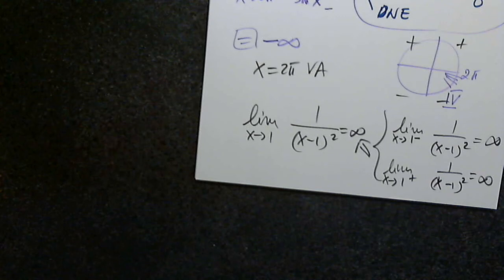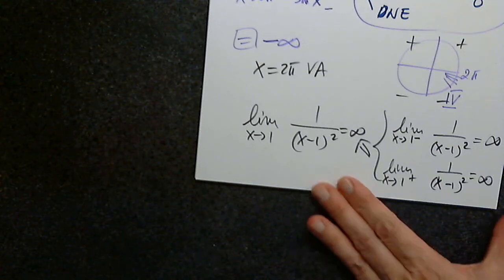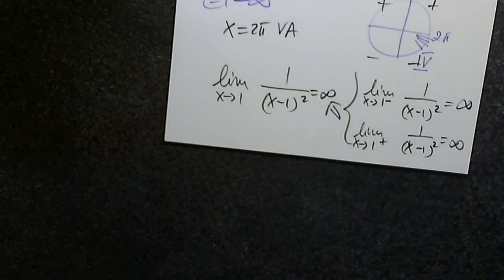Any questions? Is this okay? Is there going to be a scenario where that DNE is like a deleted neighborhood or something that we have to deal with? You mean when you get something like this? Yeah. This is DNE. If this is positive and this is negative infinity, that's DNE. Or vice versa. That's DNE.